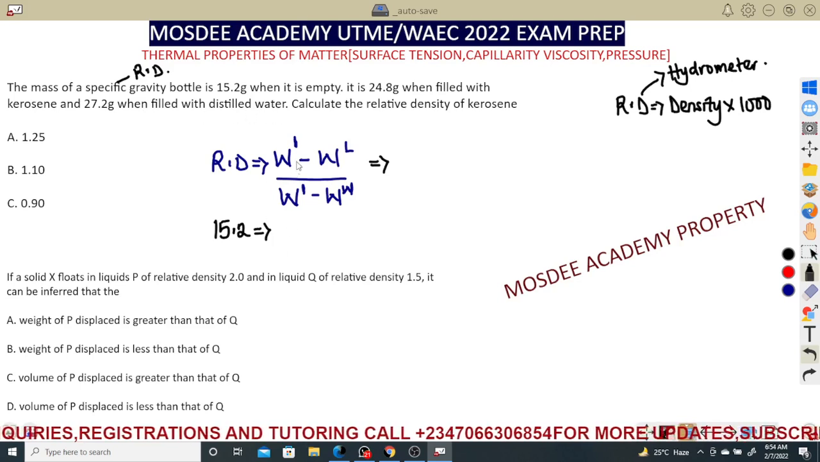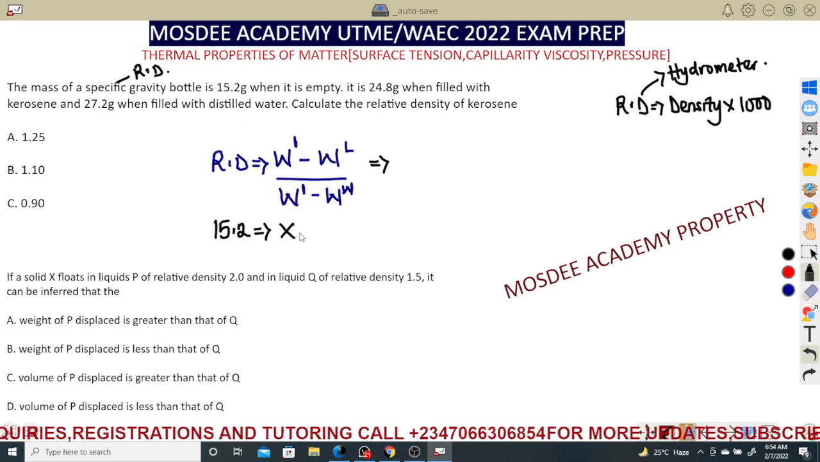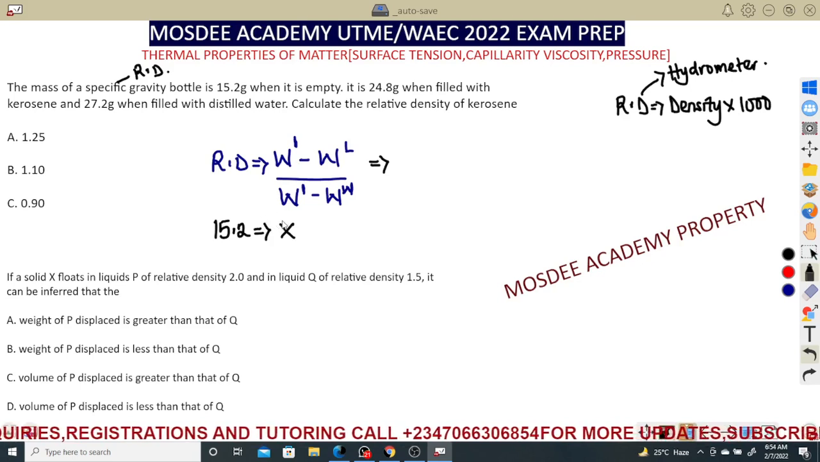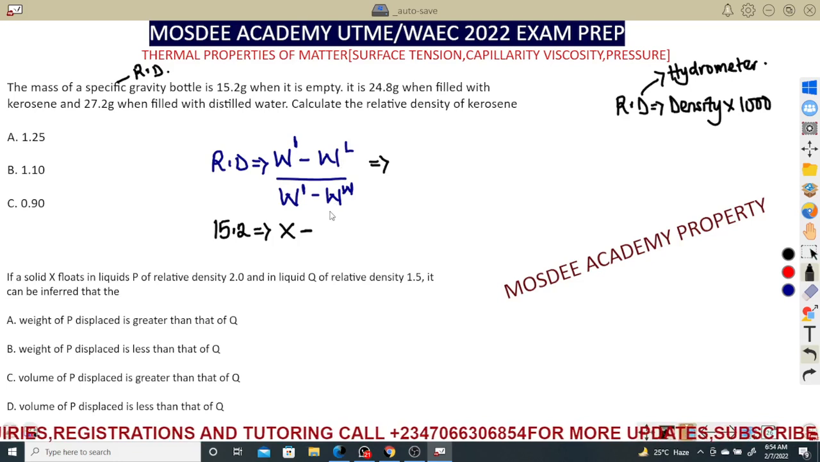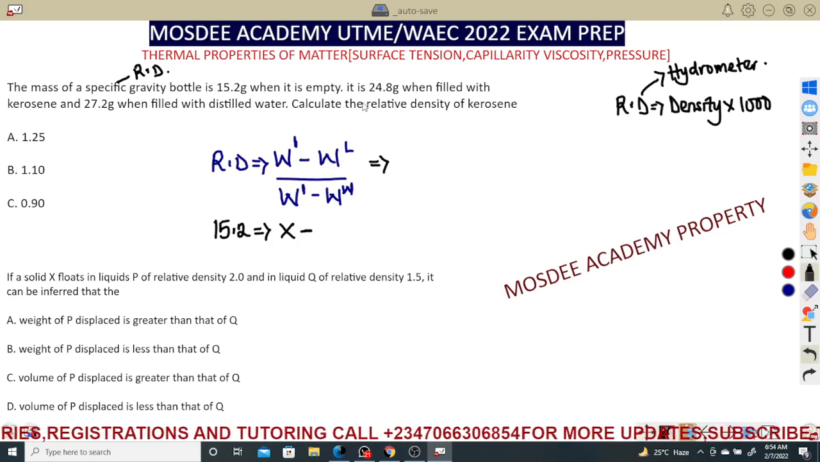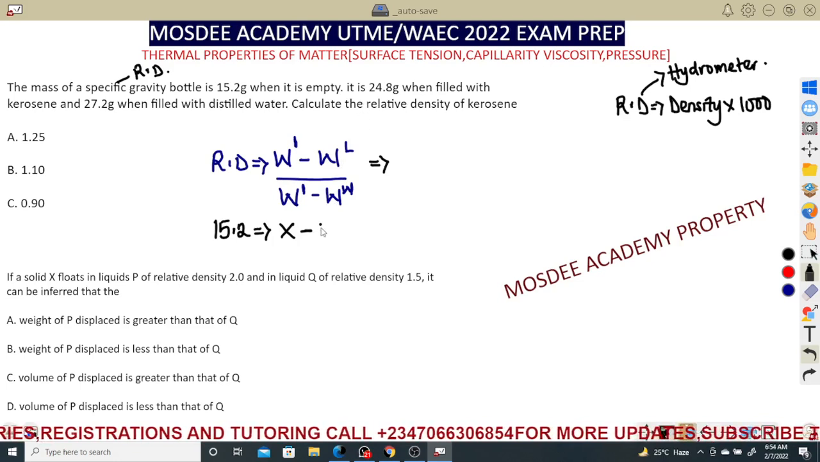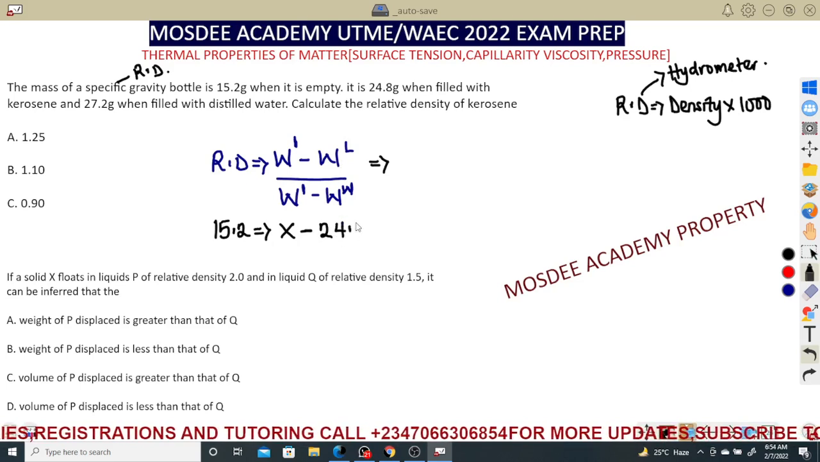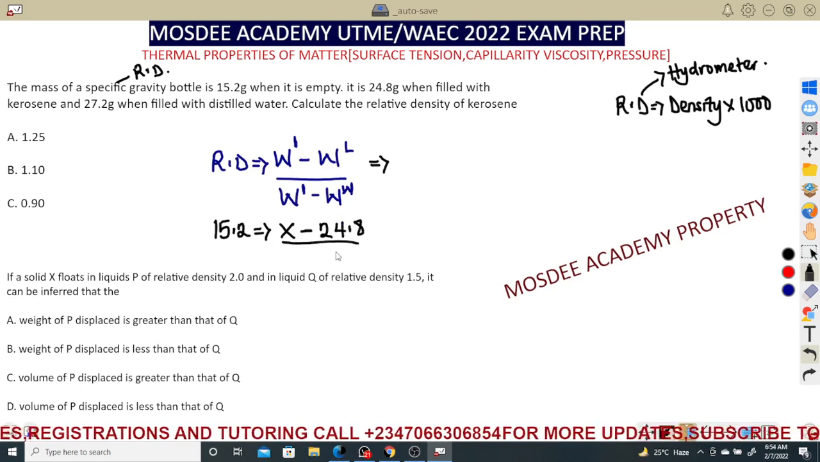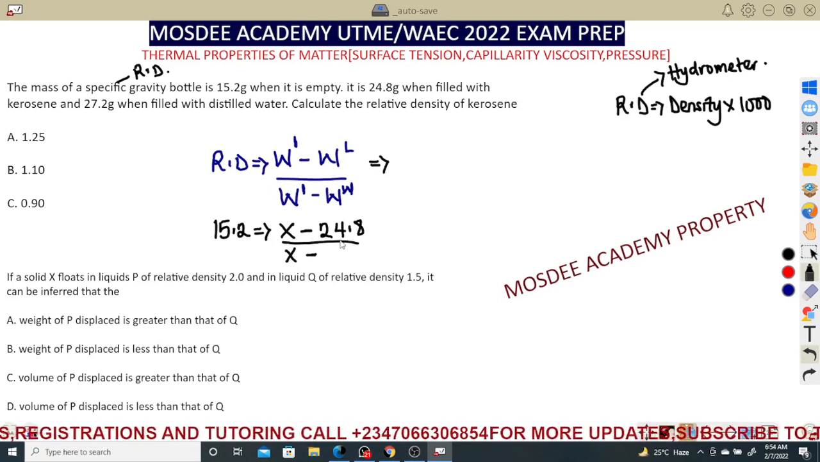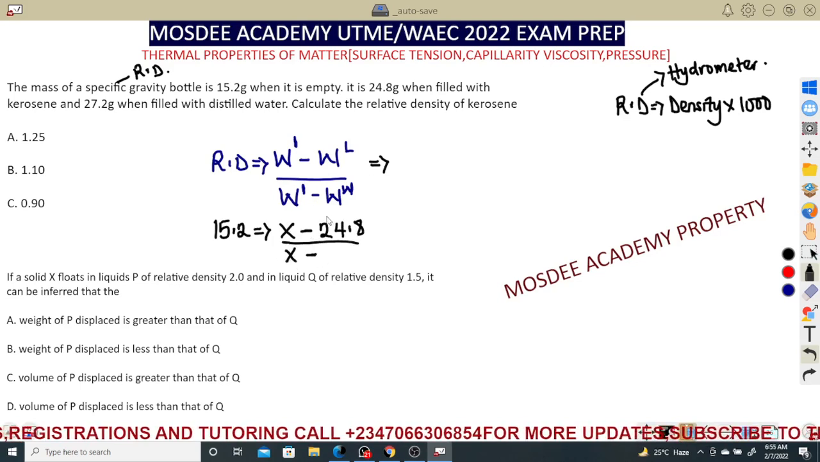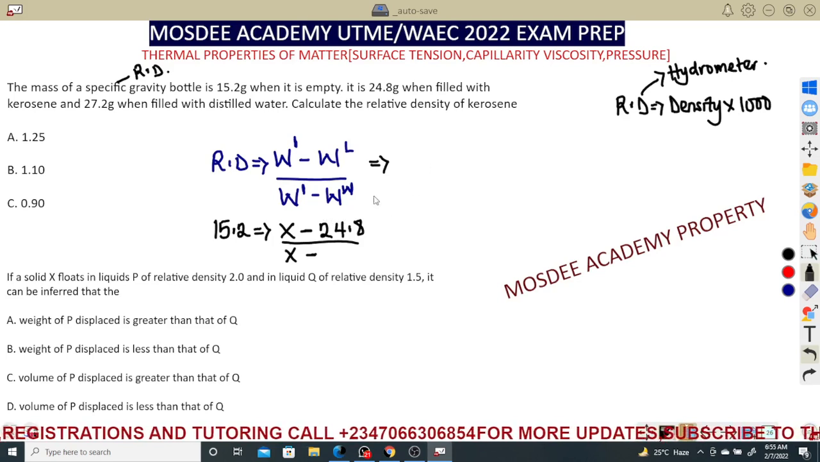So we are looking for the weight in air. I take that as X, that is empty. Now we have X minus the weight of the liquid, which is kerosene, 24.8. Like I told you, I don't have a calculator to do anything for you. So X minus the weight of the substance in water, which is 27.2.